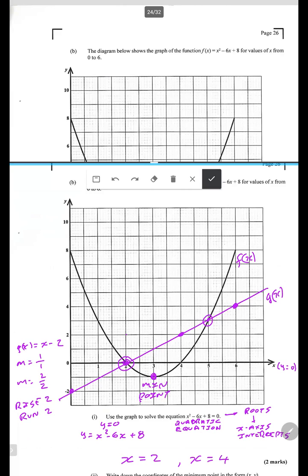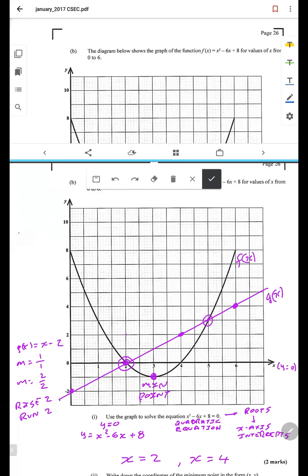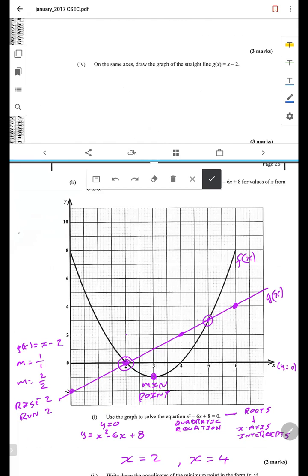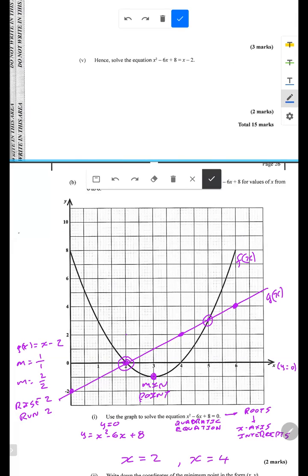All right. So let's see what else I want us to do now. Let's look at the question of this side. The next part now says, hence, solve the equation, this equation. So, we're solving this equation right here. That's the next part.